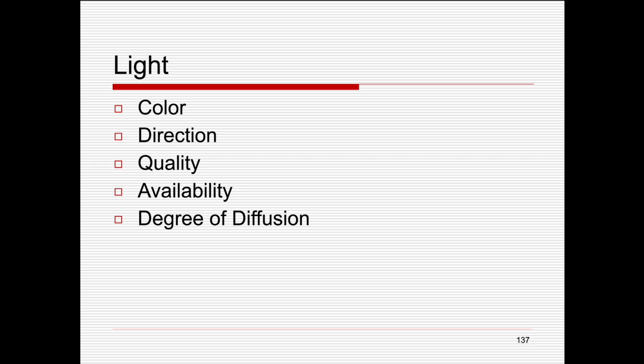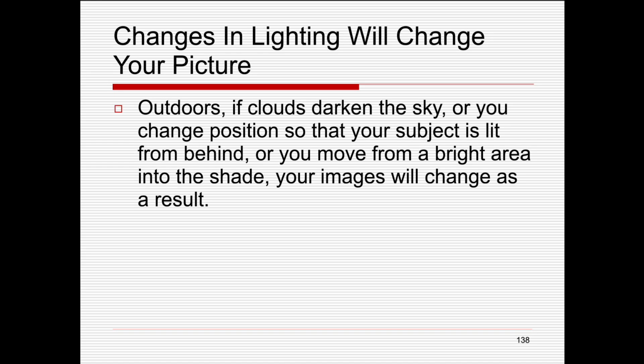Okay, I'm back talking about light. And light can be described by several different descriptors. When we talk about light, we sometimes talk about the color of the light, or the direction of the light, the quality of the light, the availability of light, and the degree of diffusion of the light. Changes in lighting will change your picture.